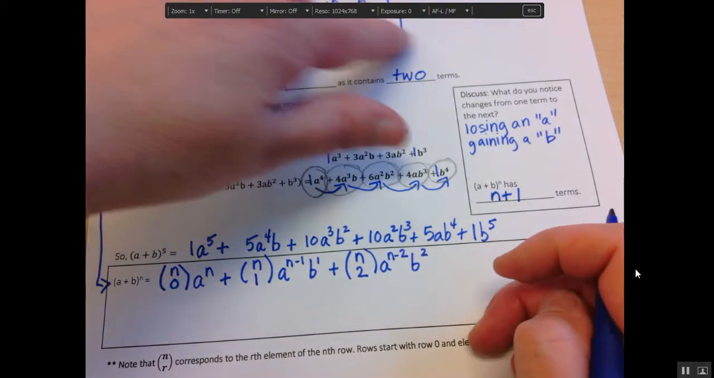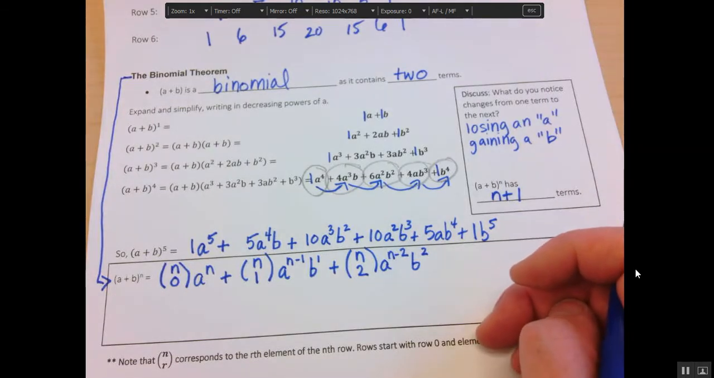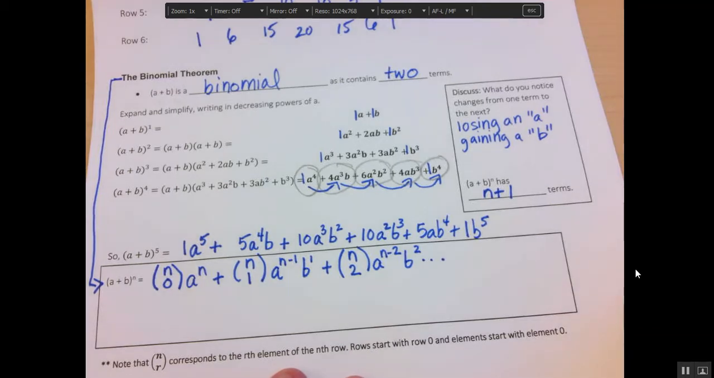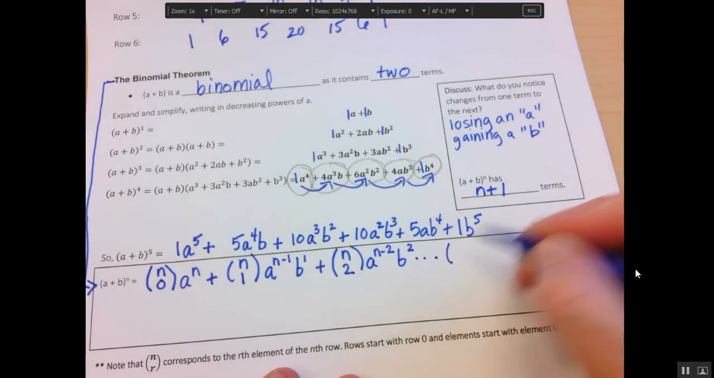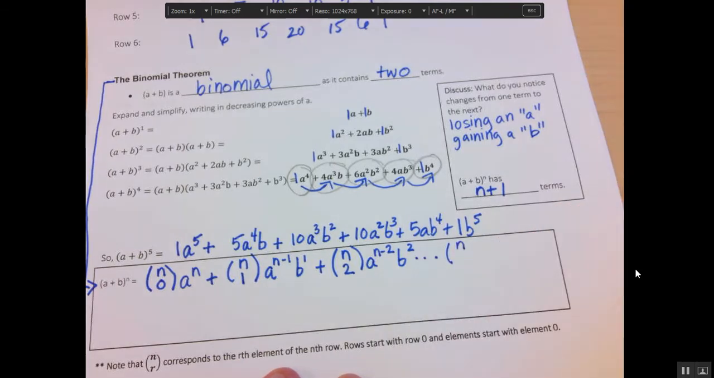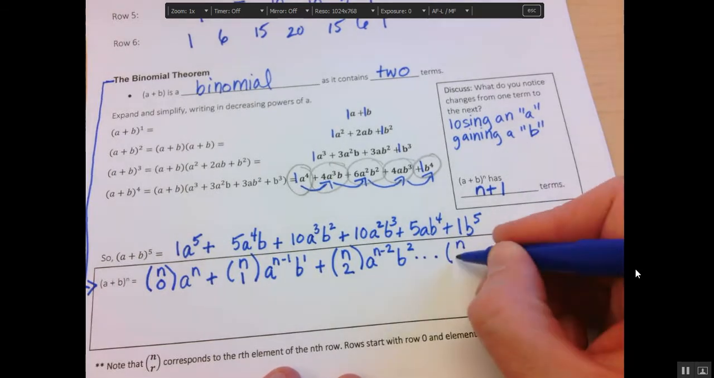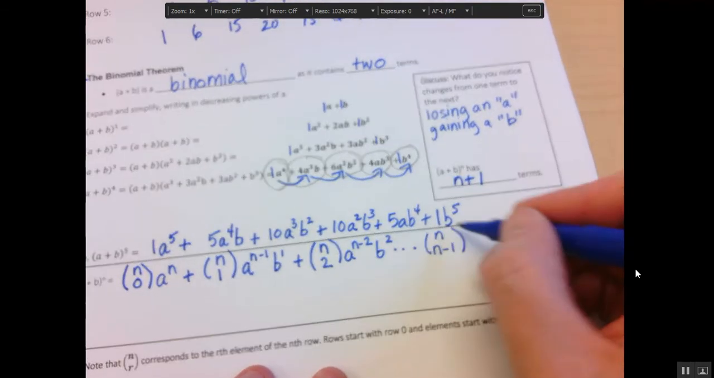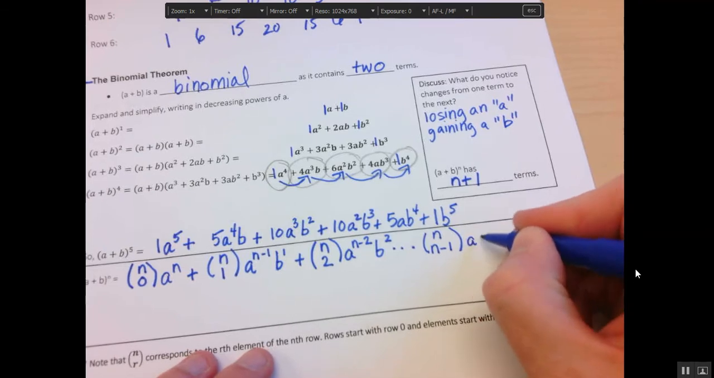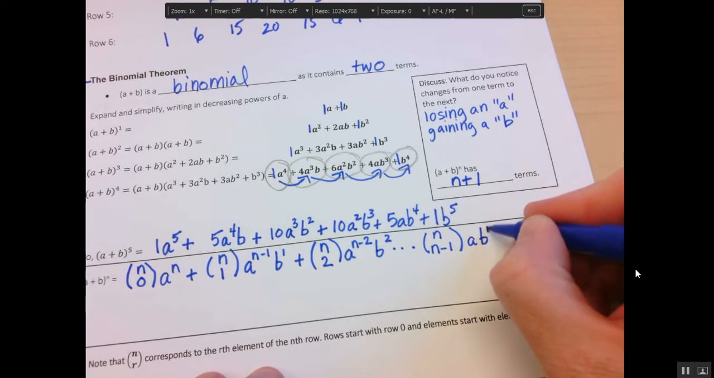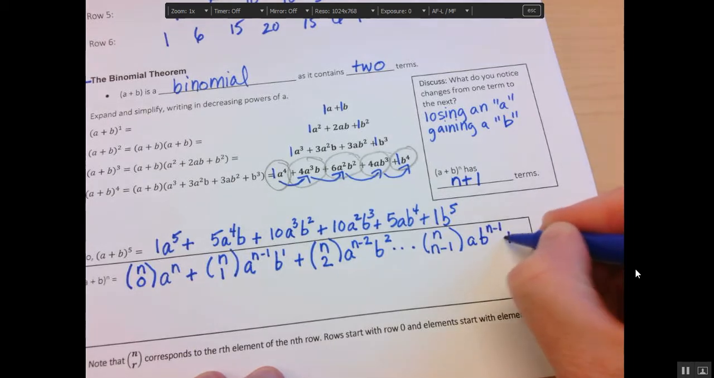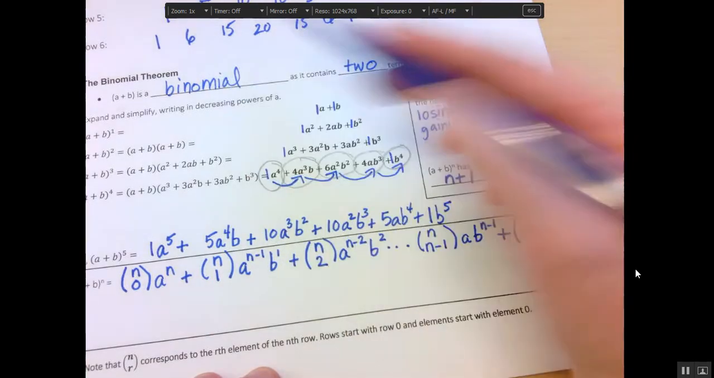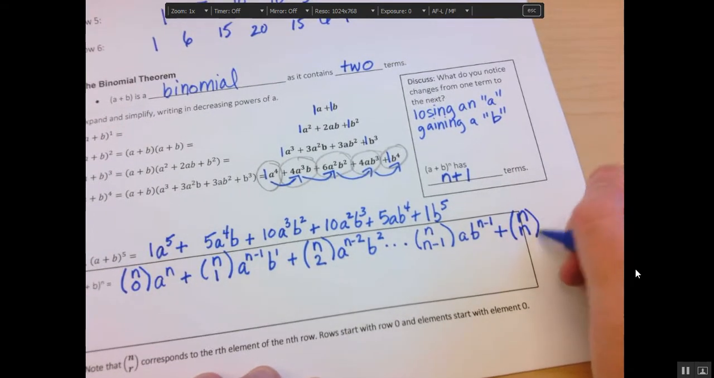Now, you don't know how long your row is because you could be in any row. You could be like in the 100th row. So we're going to do a dot, dot, dot to show I don't know how long this row is. Then you're nearing the n. You're in the nth row, but you're almost at the last term. You're at the n minus 1 term. So when you're at the second to last term, you only have one a, and your b is to the n minus 1. And then finally, you're going to be in the last term of your row, which is the nth term, and you're going to have b to the n.